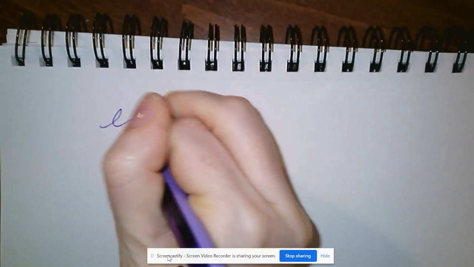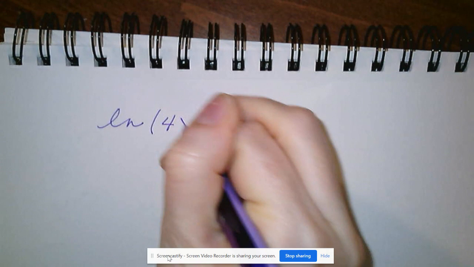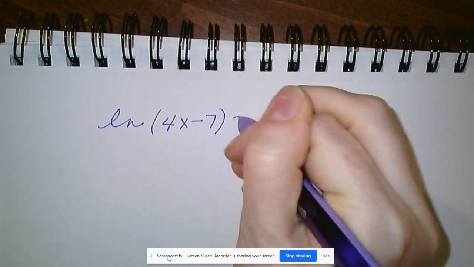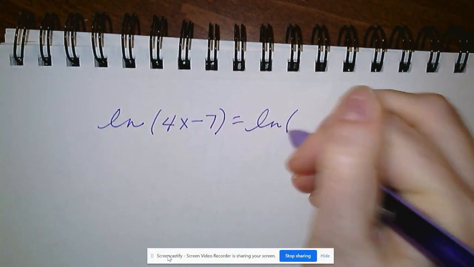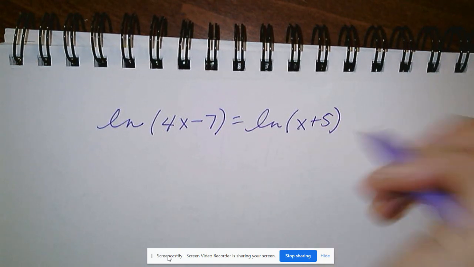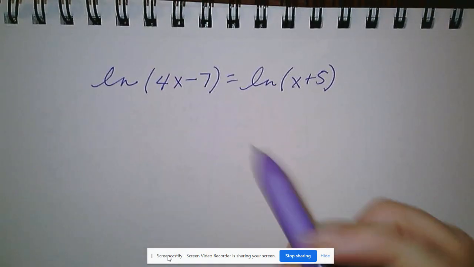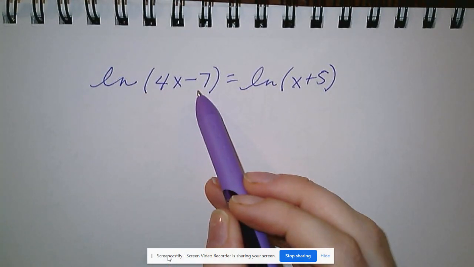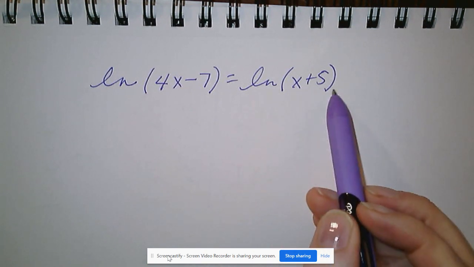So, here we go. This is very similar to last time, where when you had a like base, you could drop the bases and then just solve the resulting equation. Same thing is going to happen here. So let's say this is our equation, and this is going to be our first example. This is the natural log of 4x minus 7 and the natural log of x plus 5.